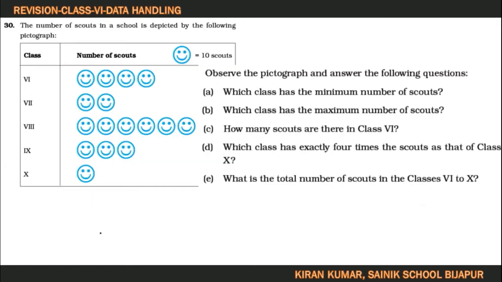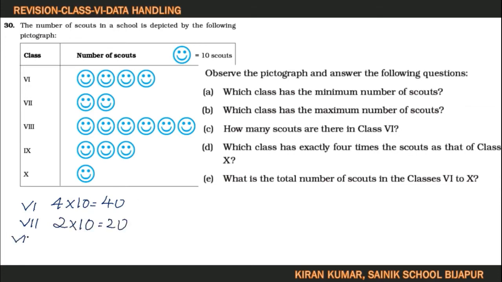Question 30. The number of scouts in a school is depicted by the following pictograph. Here one smiley is 10 scouts. So class wise they have given. Let me make a table out of that. Here for the 6th class there are 4 smileys. It's 4 times 10, which is 40. For the class 7th it is 2 times 10, it's 20.